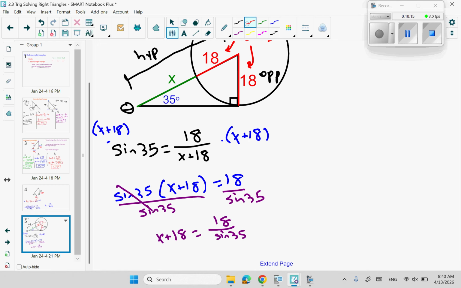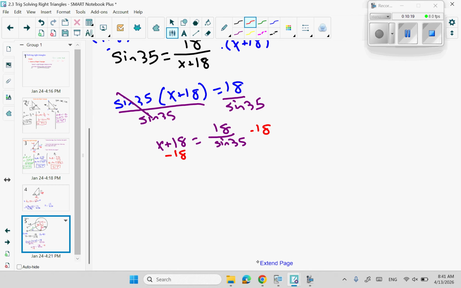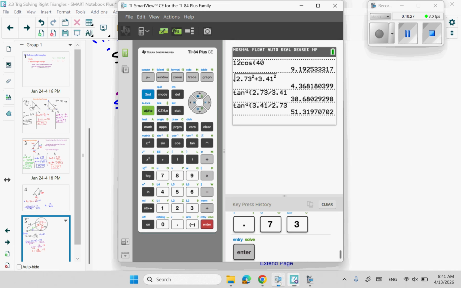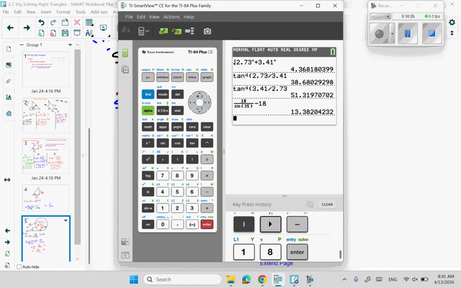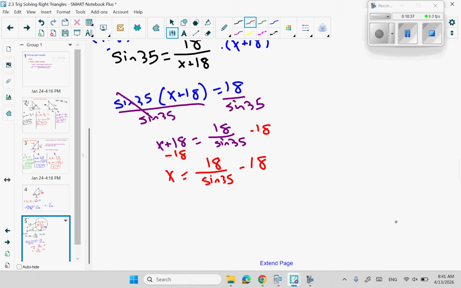And then one more thing I can do to get x by itself is subtract this 18. So x equals 18 over sine 35 minus 18, which I can type all of that into my calculator. So x would be about 13.4.